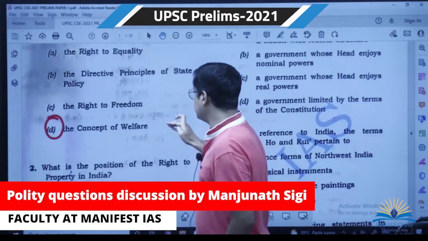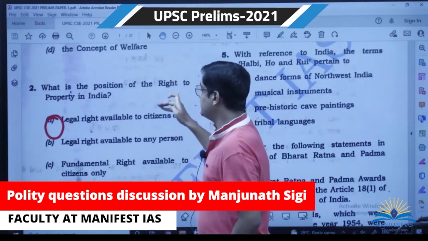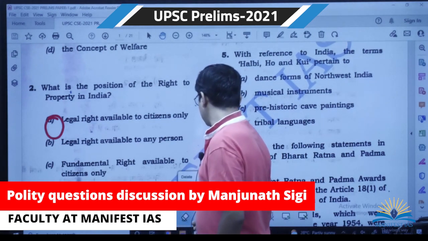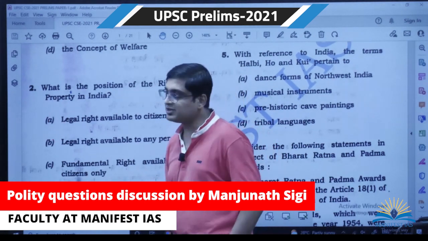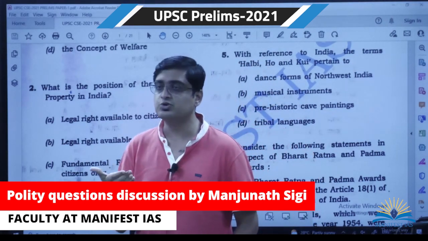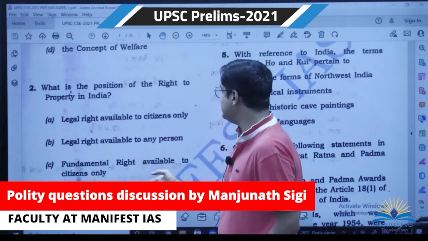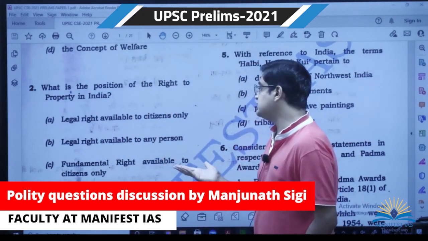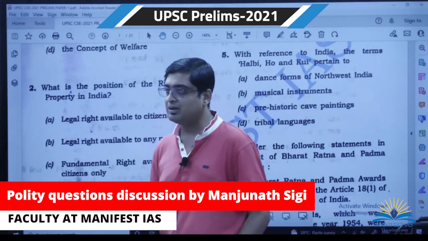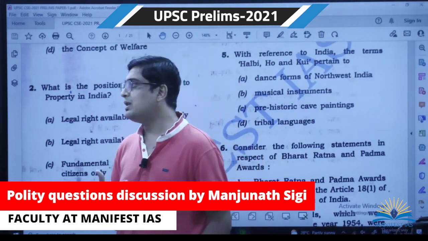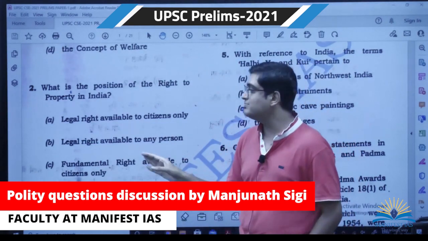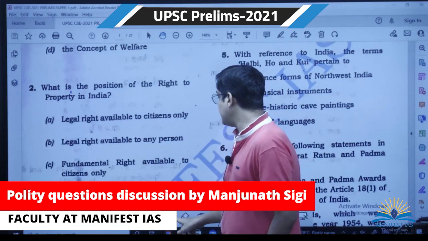Second question, what is the position of right to property in India? Now, in this, there would be a bit of confusion with respect to right to property. Everybody knows that right to property after the 44th Constitutional Amendment is no longer a fundamental right. So option C is ruled out. And you also know that after the 44th Constitutional Amendment, it was taken to Part 12, Article 300A, and it becomes a legal right.